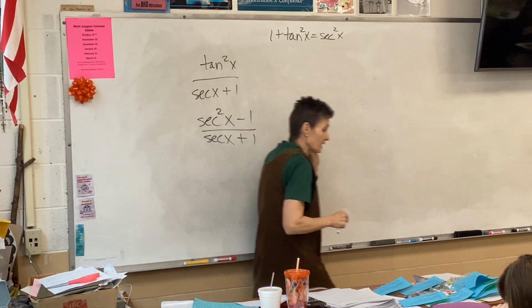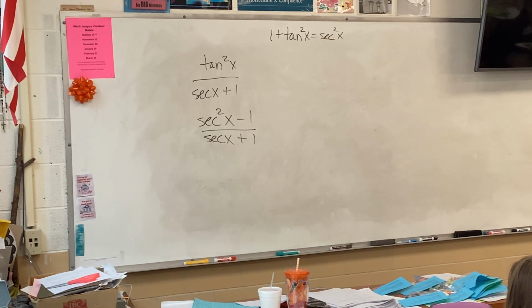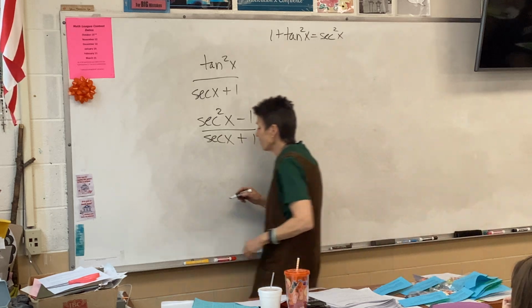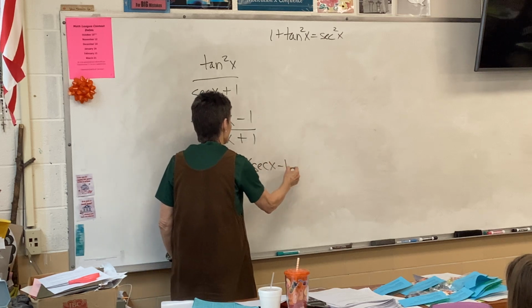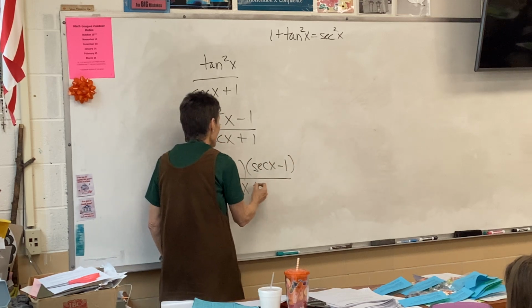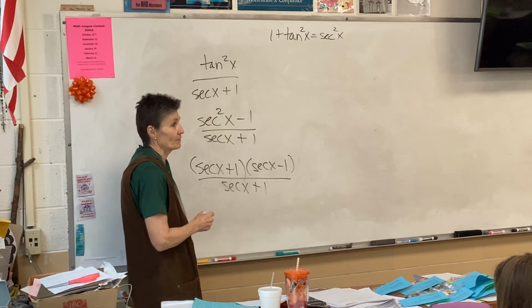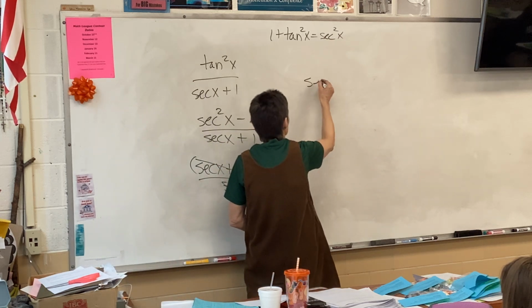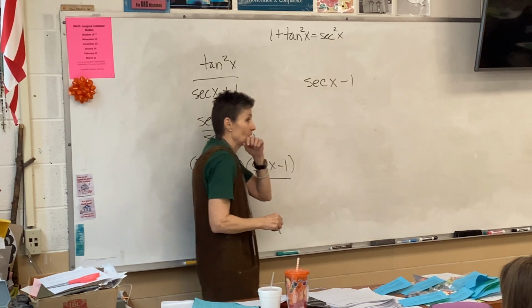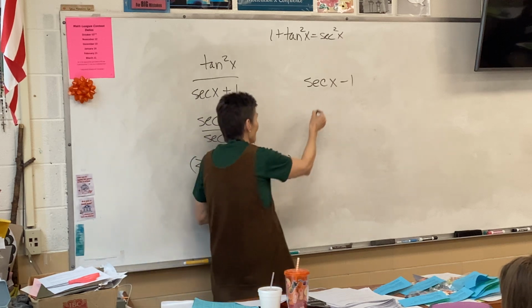Now, these do not cancel. Please don't cancel anything. What do you notice, though, about secant squared minus 1? Secant squared minus 1 is the difference of squares. So it will factor into secant plus 1 times secant minus 1. And then what will happen? You can cancel. Now I can cancel. So now I'm left with secant minus 1. What is secant? 1 over cosine.